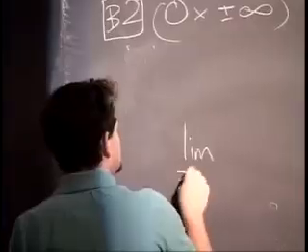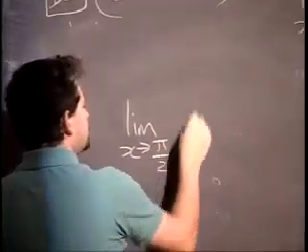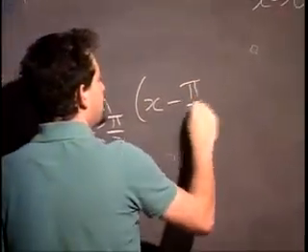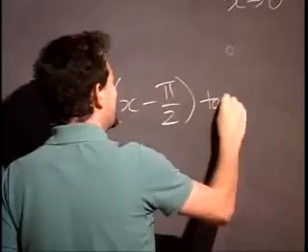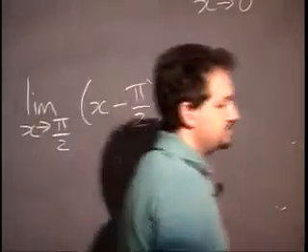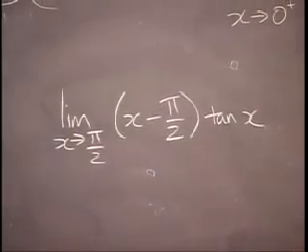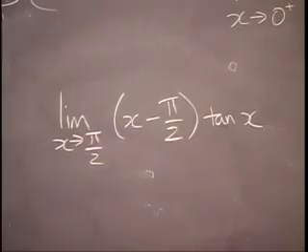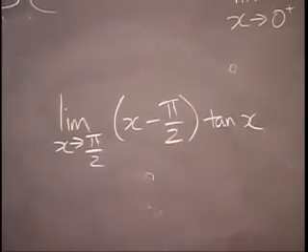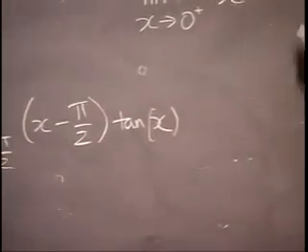Here's another example. Limit as x goes to pi over 2 of (x minus pi over 2) tan x. Is that exactly how I have it? It is how I have it. Oh, actually, before I do this, I just want to go back up here for 1 second.